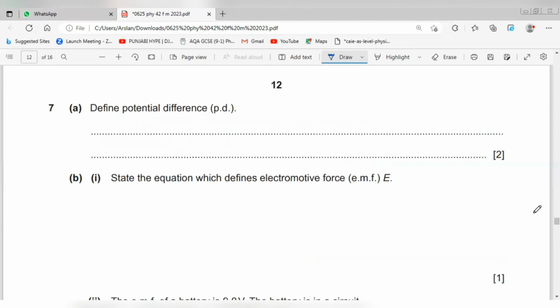Here is question number 7. Define electric potential or potential difference. We know that potential difference is defined as, if you write the formula, V is equal to W over Q. V is potential difference. Potential difference is defined as the work per unit charge. So you will get 1 mark. For 2 marks, you have to write the complete definition.